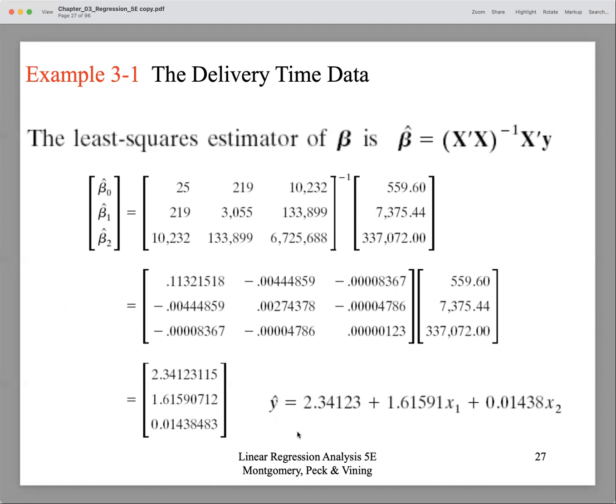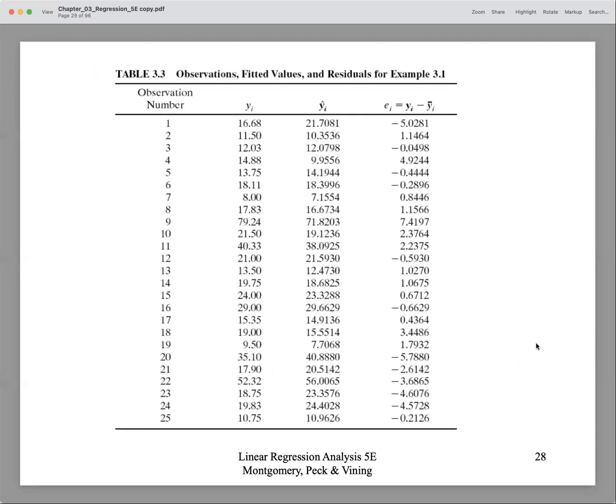0.01438. And so once we have that, then we can write out the expression for the fitted model. So y hat equal to 2.34123 plus 1.615991 times x1 plus 0.01438 times x2. And so that shows the underlying matrix mathematics to come up with the least squares estimator for beta 0, beta 1, and beta 2.